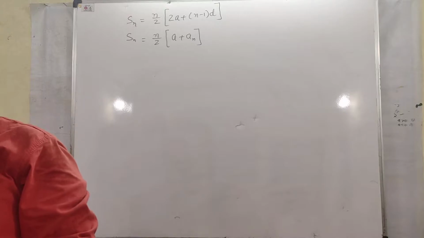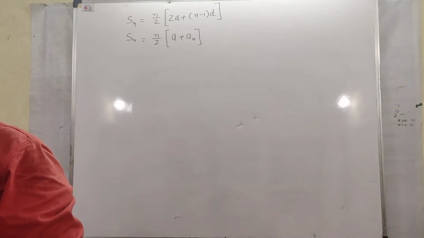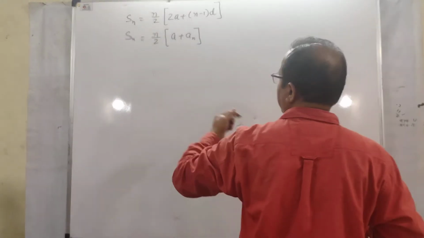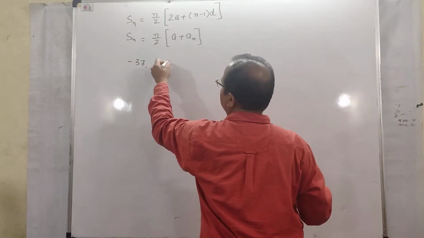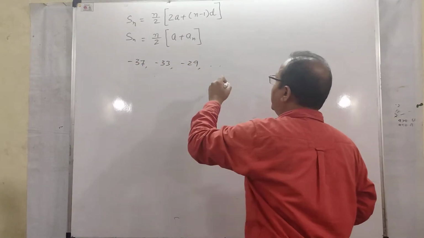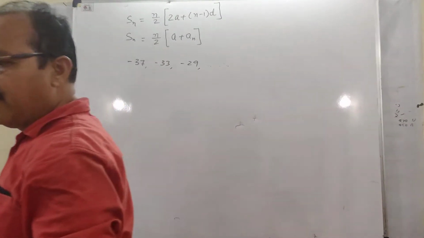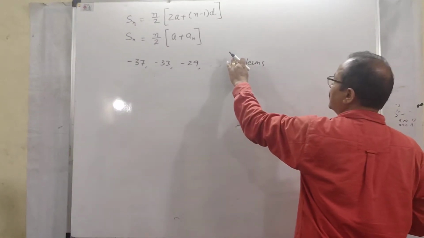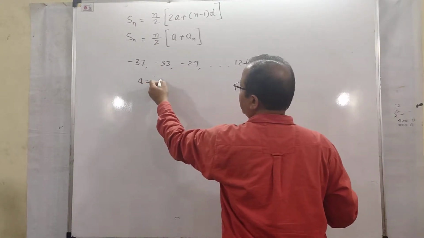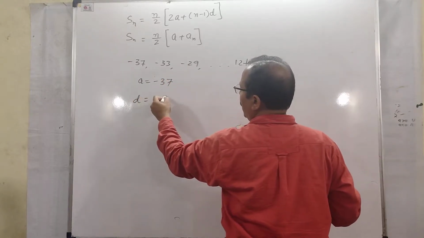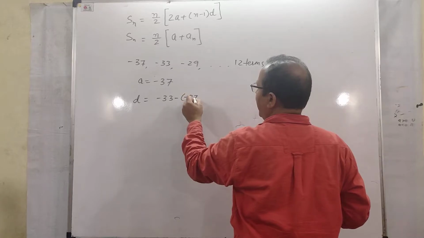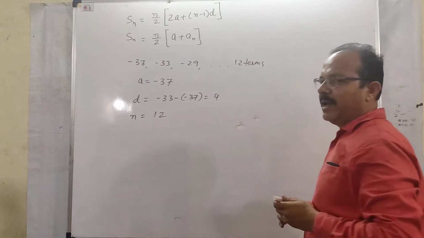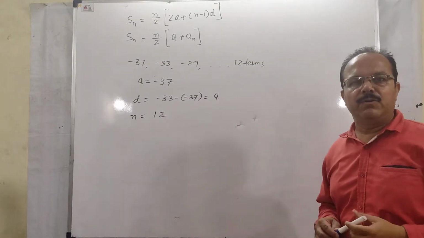Question number 1, exercise 5.3. Find the sum of the following APs. Here I am taking the second part: minus 37, minus 33, minus 29, and so on up to 12 terms. We have to find the sum up to 12 terms. So here the value of a is minus 37. The value of d you all know. How to get the value of d? And the value of n is given as 12 here. So n, a, d, all the three are given to you here.